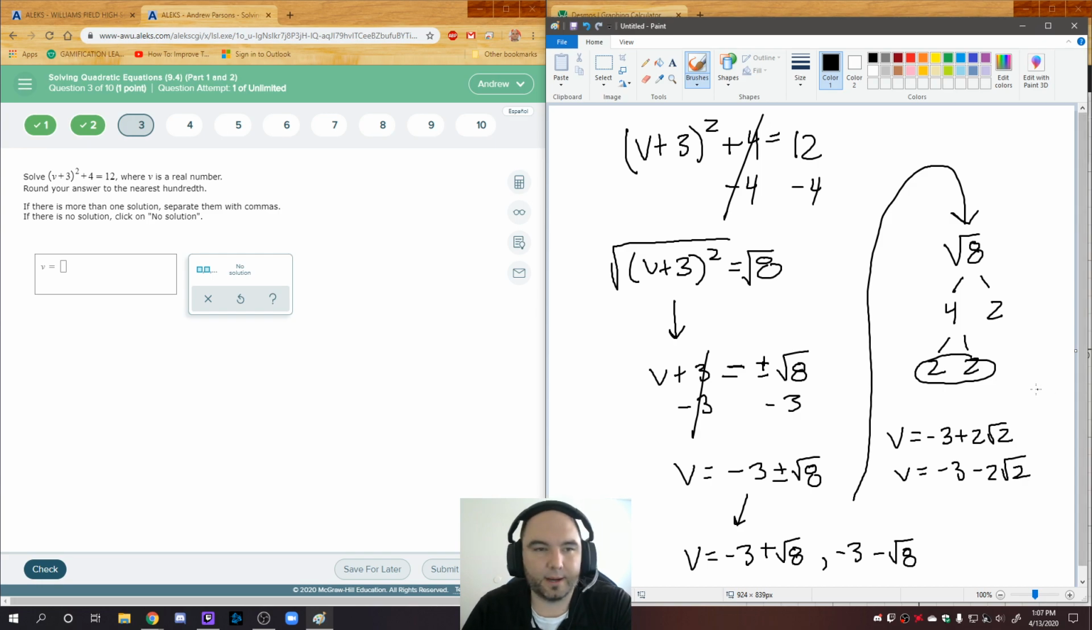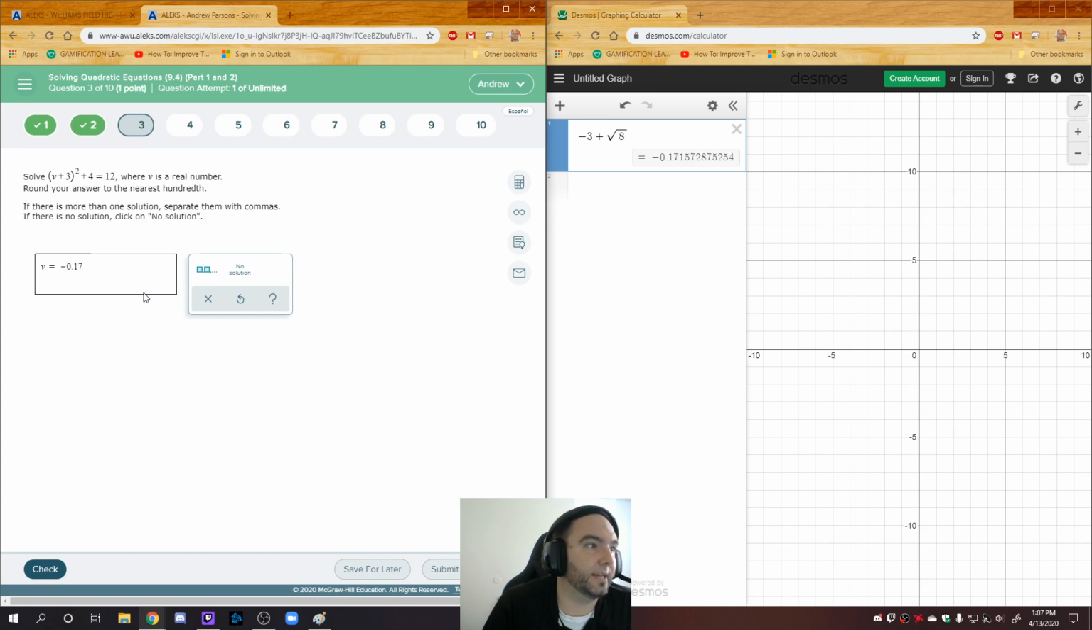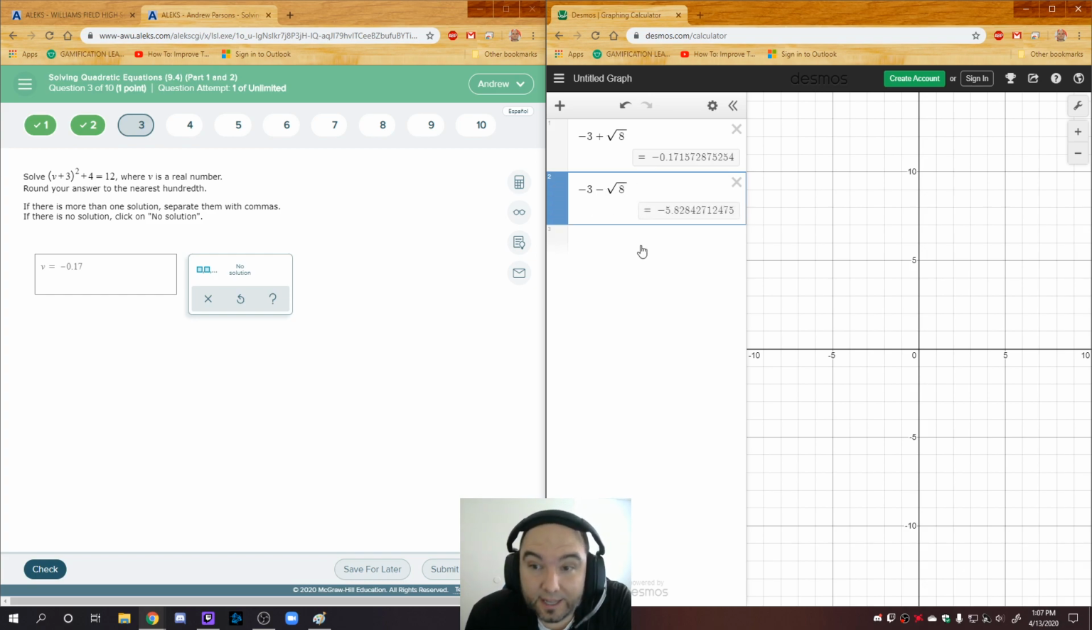Whew, what a problem, right? So here's the most accurate best answer of all. Although if you used what I wrote at the bottom down here, that'd be fine. Now here's where you got to be careful. If I go over on my Desmos here and I type negative 3 plus the square root of 8, I get that. Negative 0.17, that's to the nearest hundredth. Do not write positive 0.17 if this was your problem. Absolutely not, because if I write negative 3 minus square root of 8, I get a completely different number.